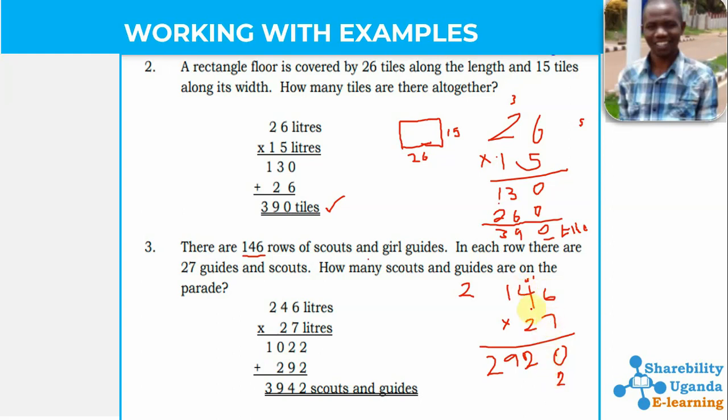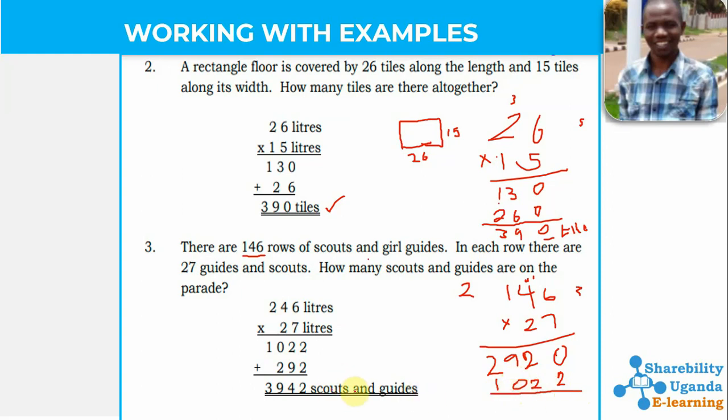Then we say 7 times 4, we get 28. Then plus 4, that is 32. Okay, 32, we write 2 and carry our 3. Then we say what is 7 times 1? We get 7. So what is 7 plus 3? We get our 10. Okay. So you can see that this is our number.